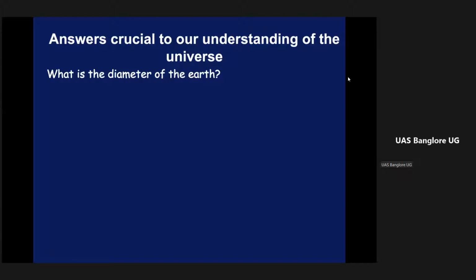For example, what is the diameter of the earth? Anybody? Okay, let me put it like that. So we know the diameter of the earth. It is something like 12,800 kilometers. Yes, something like that. Yes, very good. So you can also put it in the chat box. Okay, so 12,800. Very good. So we have an answer for that, right?